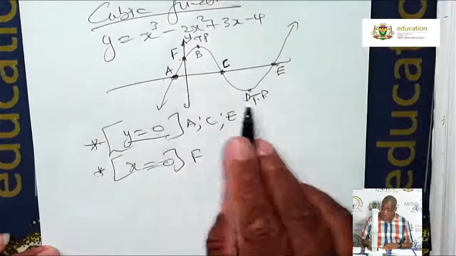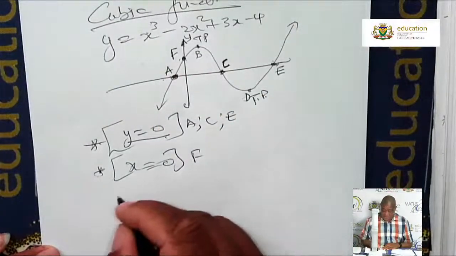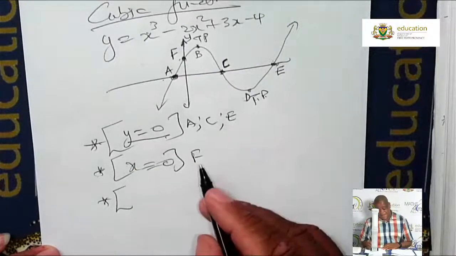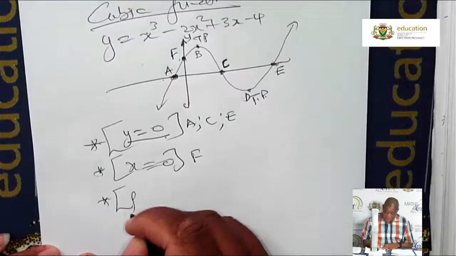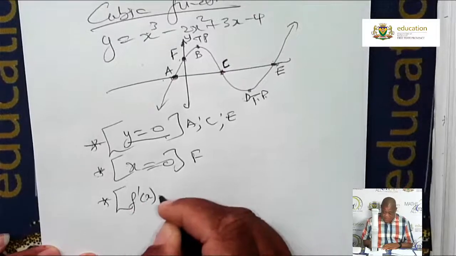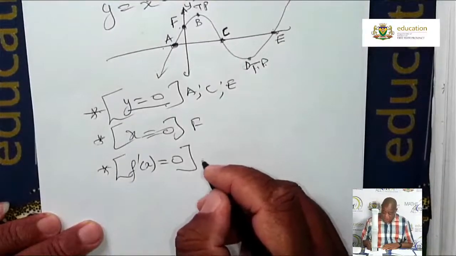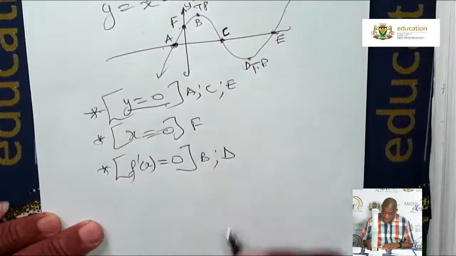Then you have point B and point D. These two points are at the turning points. At the turning points, that is where you take your derivative, and that's where your derivative is 0. That's for point B and point D.